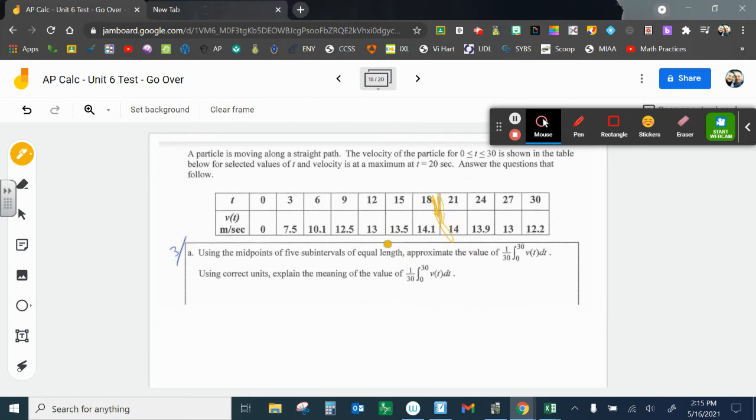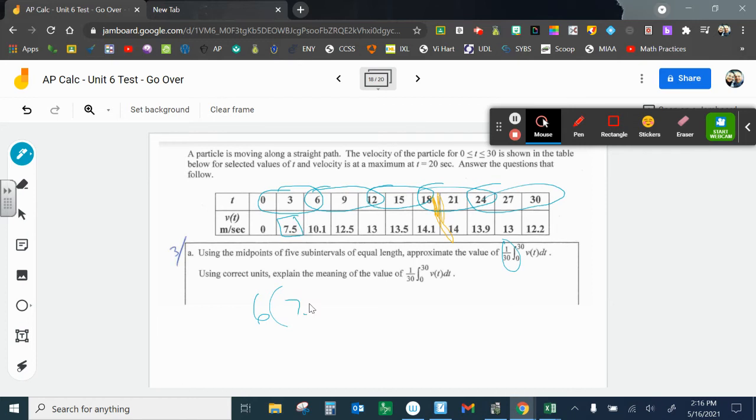Answer the questions that follow. Using midpoints of 5 subintervals of equal length from 0 to 30, approximate the value of 1/30th of the integral from 0 to 30. So I have to go through and use the 5 subintervals. There's 1, 2, 3, 4, 5. Now, the nice thing is 0 to 6, 6 to 12, 12 to 18, 18 to 24, 24 to 30. So they're all going to be 6. And then I'm using the midpoints for all these.